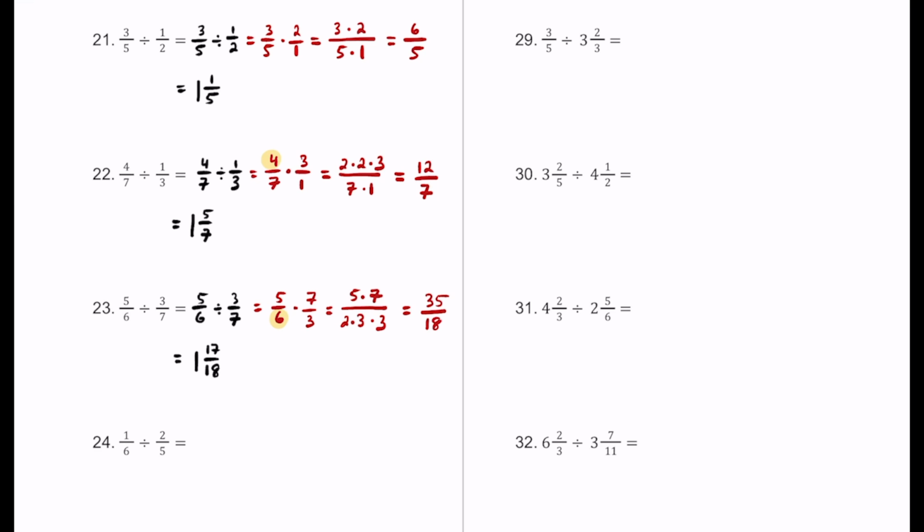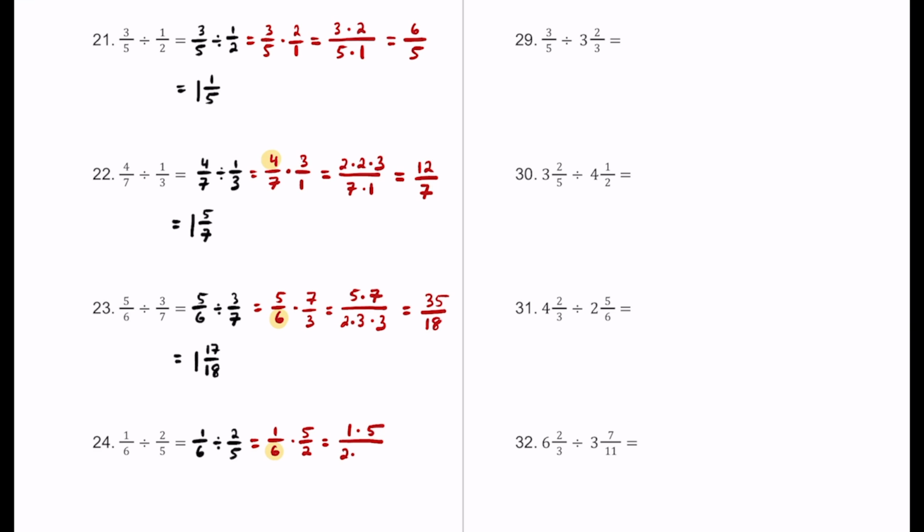For number 24, we have 1/6 divided by 2/5. Okay, so let's go ahead and see, as a multiplication problem, it's going to be 1 over 6 multiplied by 5 over 2. Okay, and we have one composite number, it's this 6. But 6 doesn't seem to have any factors with 5, so I don't think we're going to be able to cancel anything. So 1 times 5 stays the same.